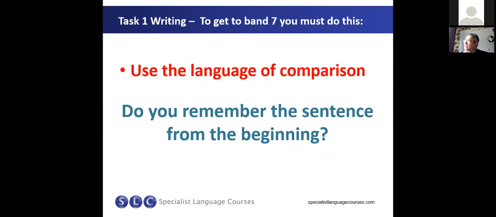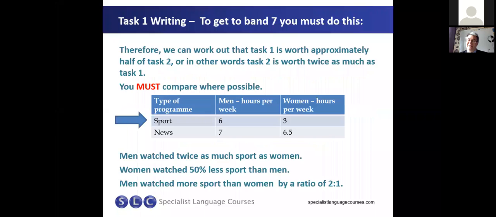Do you remember the sentence from the beginning, which I said, remember this one? Let's see if you recognize it. Therefore, we can work out that task 1 is worth approximately half of task 2. Or in other words, task 2 is worth twice as much as task 1. So 2 examples of using the language of comparison there. You must compare where it's possible.